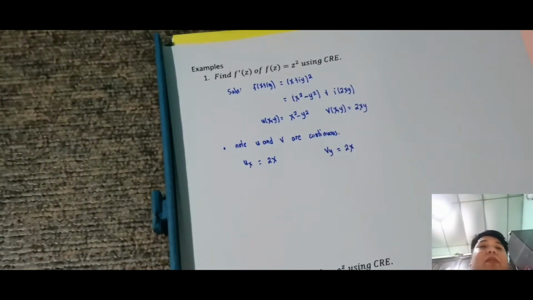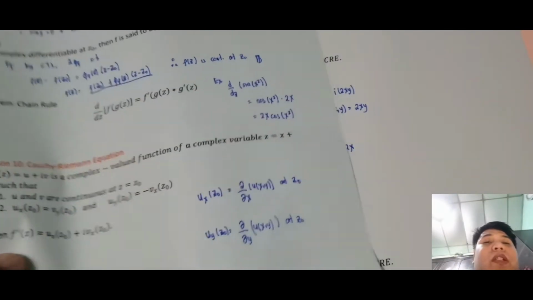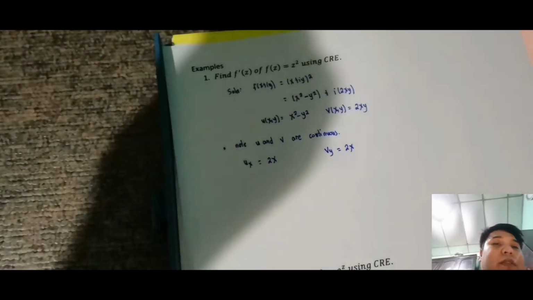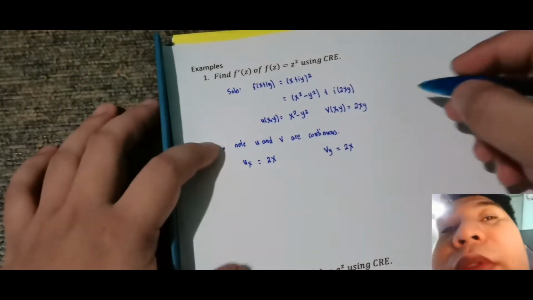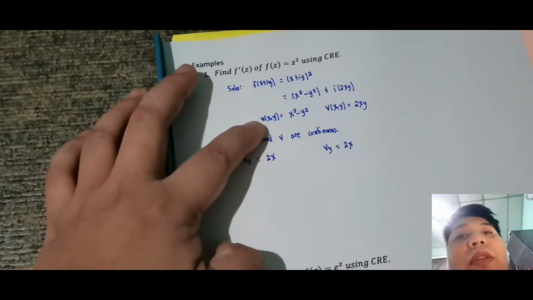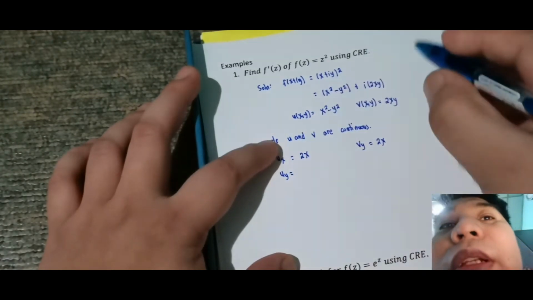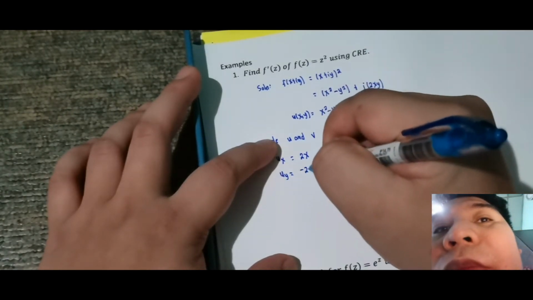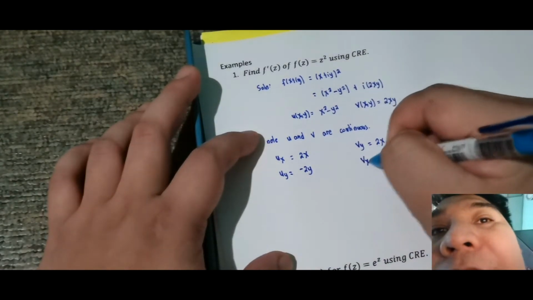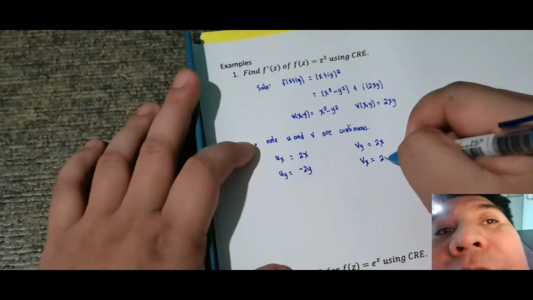Next na value natin is kunin natin yung partial derivative ng u with respect sa y, tapos negative partial derivative of v with respect sa x. So kunin natin yung partial derivative of u with respect sa y. Tama. So u of x comma y, partial derivative of u with respect sa y ay equal sa negative 2y. Then partial derivative of v with respect sa x, tama, and that is equal sa 2y.